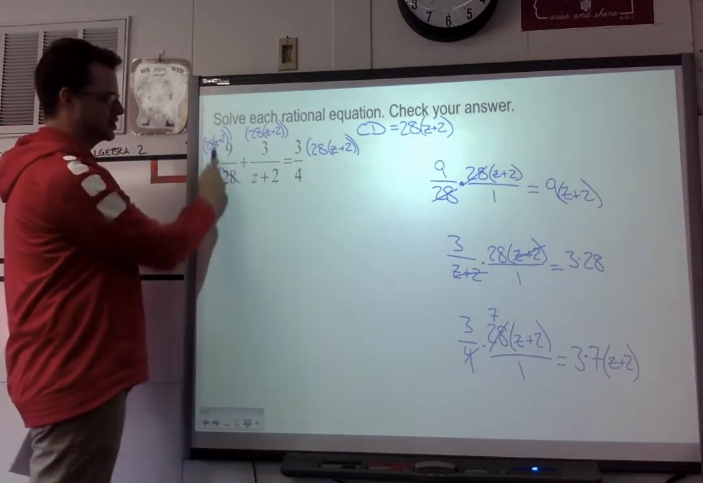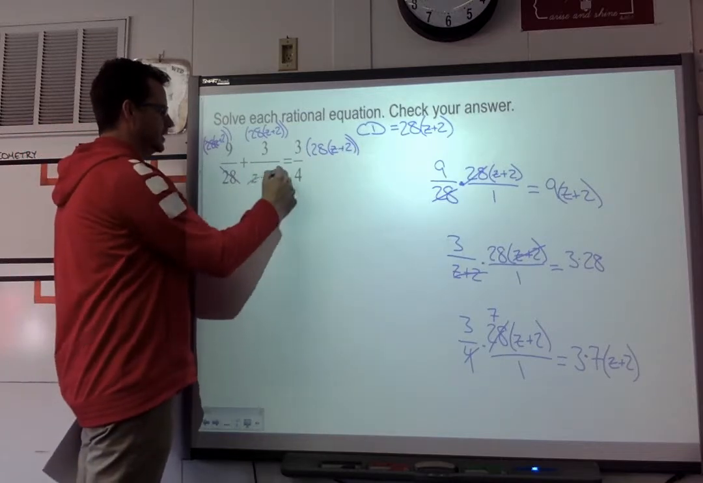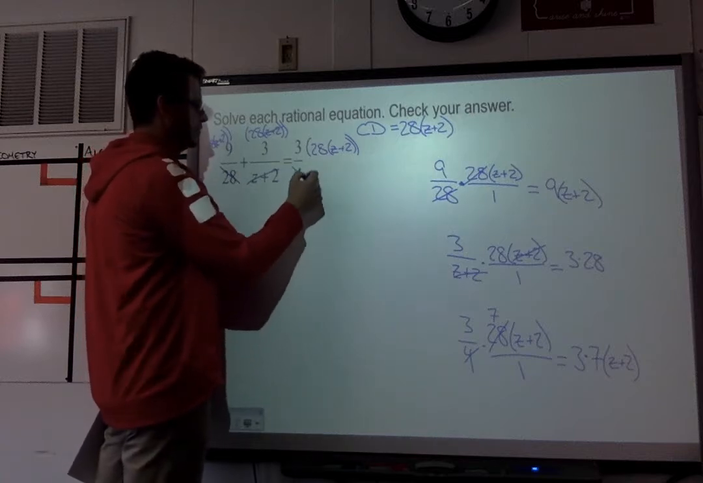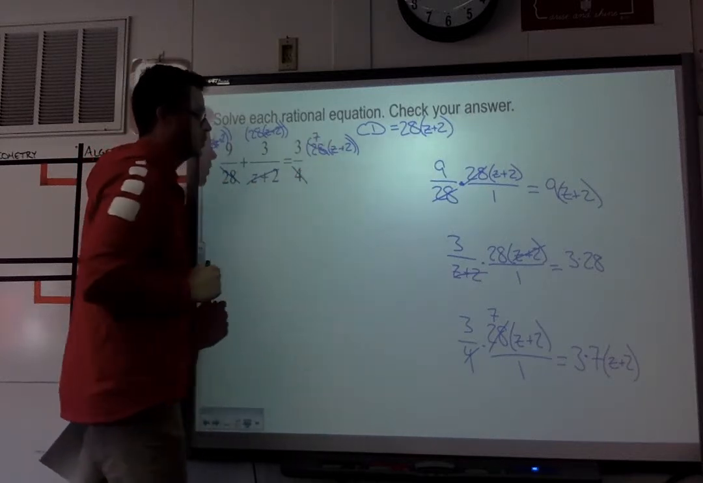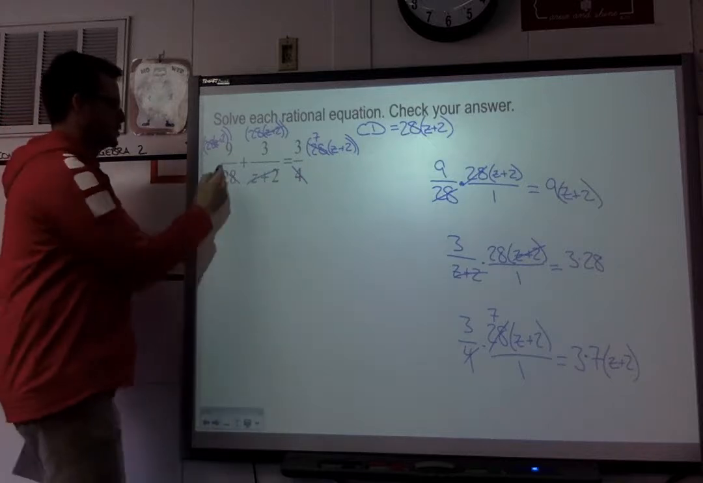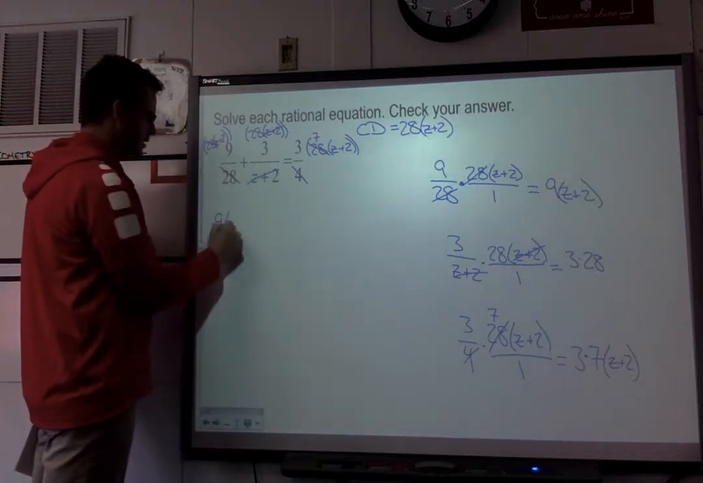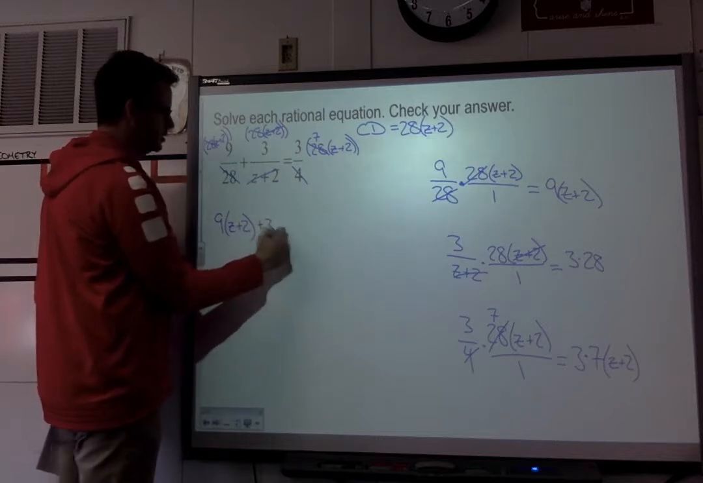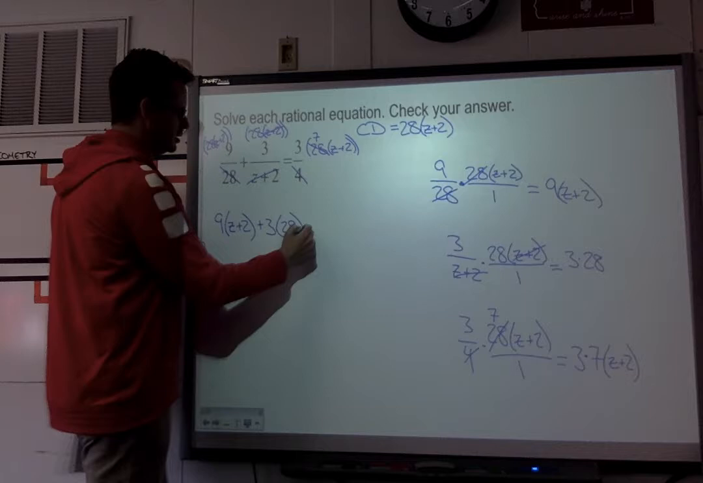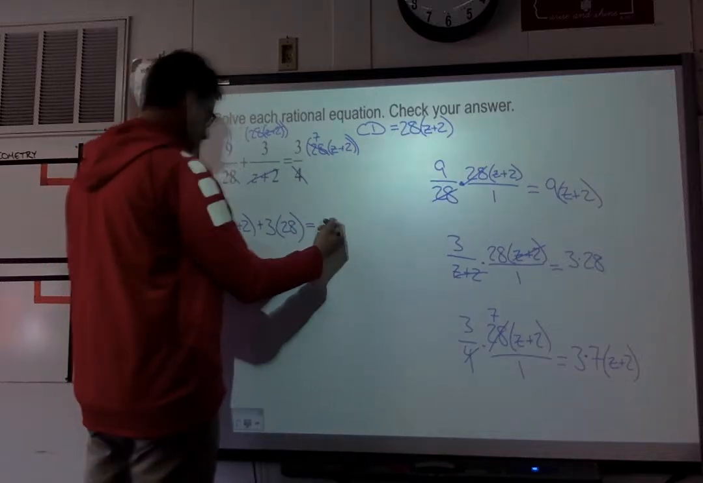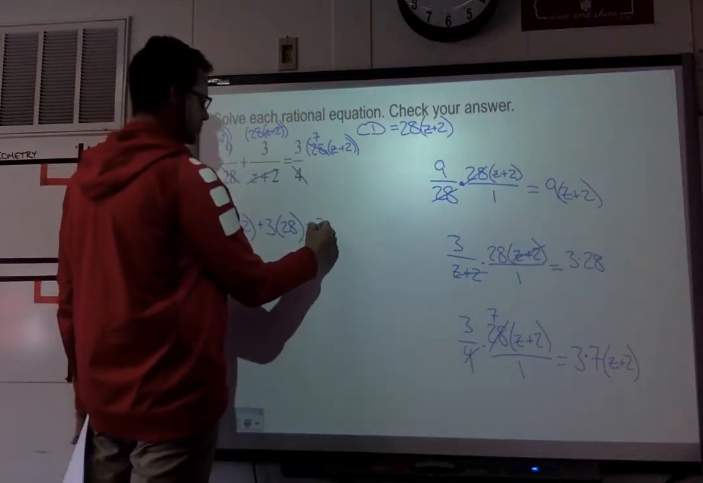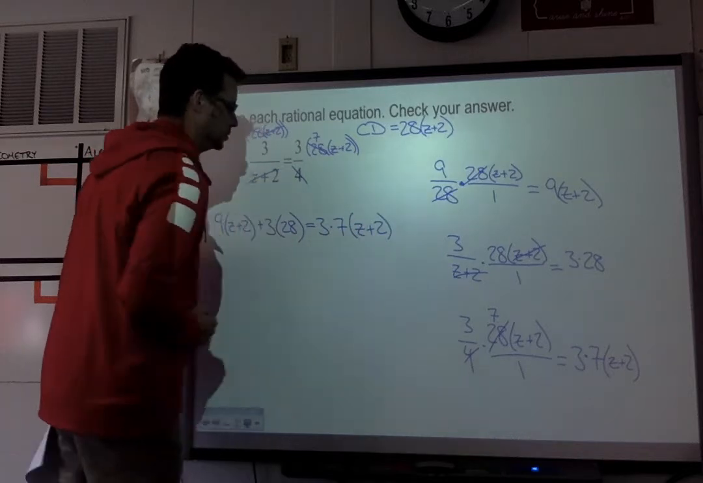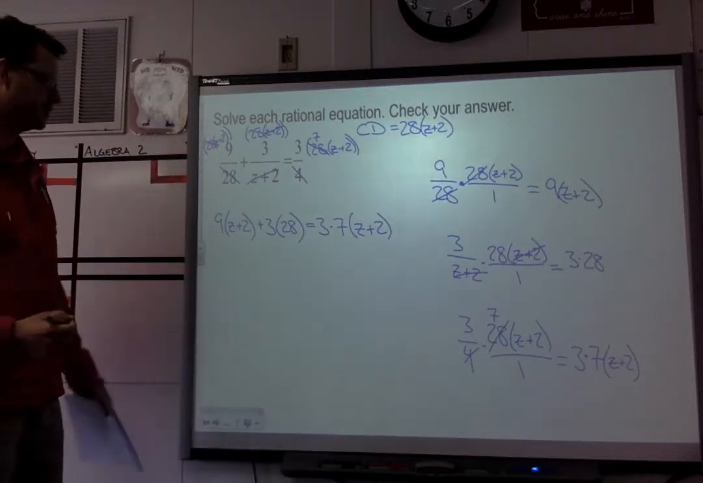So again, on my first term, those 28s cancel. My second term, z plus 2 cancels. My third term, the 4 cancels, and the 28 becomes a 7. So then I'm left with 9 times z plus 2 plus 3 times 28 equals 3 times 7 times z plus 2. Now I'm going to go ahead and solve for z here.